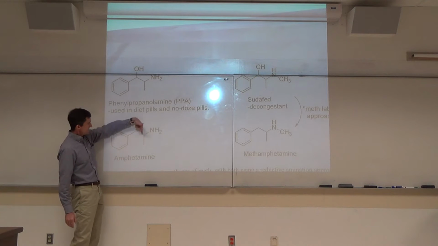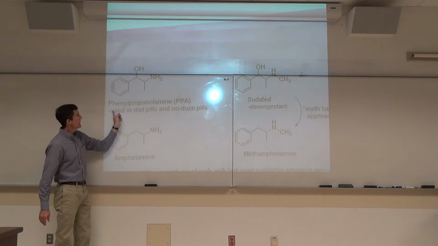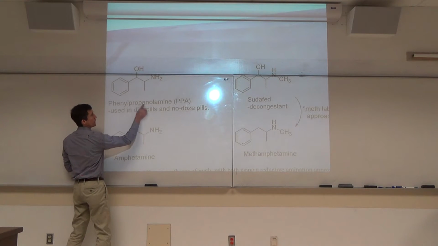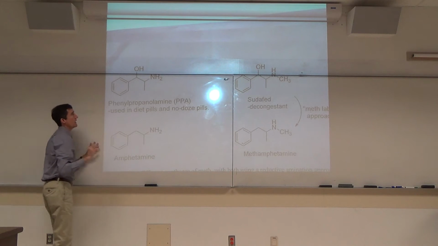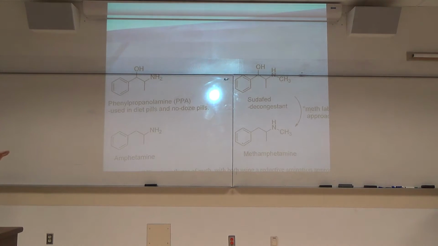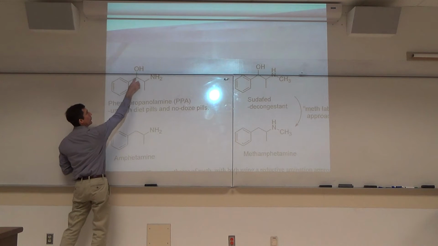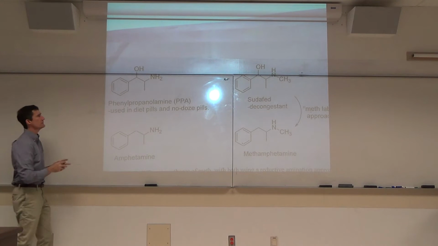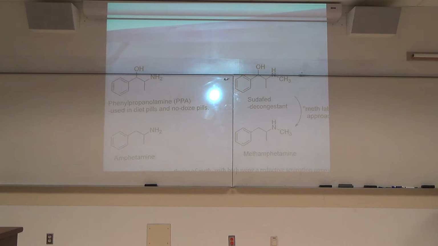But amphetamine with an OH on the benzylic carbon, that's phenylpropanolamine. Phenyl, propanol, 1, 2, 3, that's propanolamine. Of course, there could be isomers, and if you gave it an IUPAC name, you would probably get some numbers. It's like 1-phenyl-2-aminopropane, but the name works. PPA is a common abbreviation.